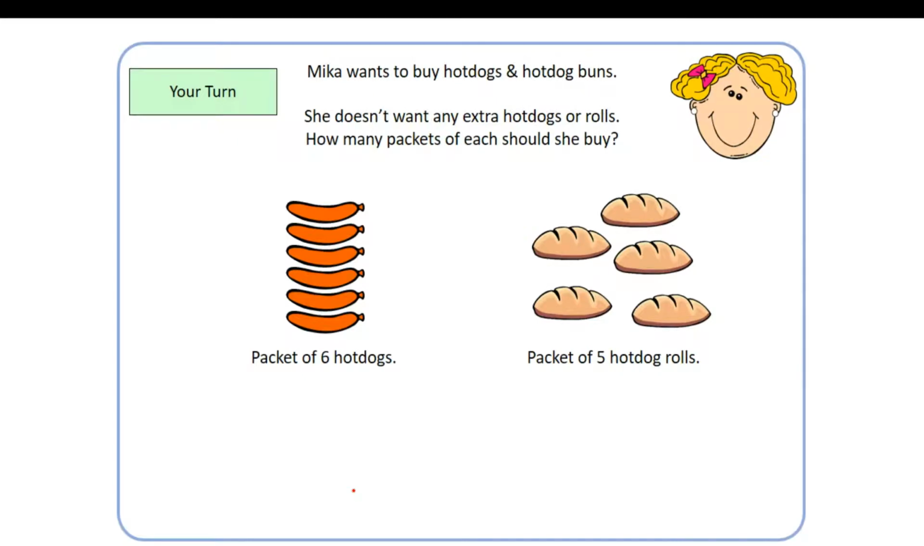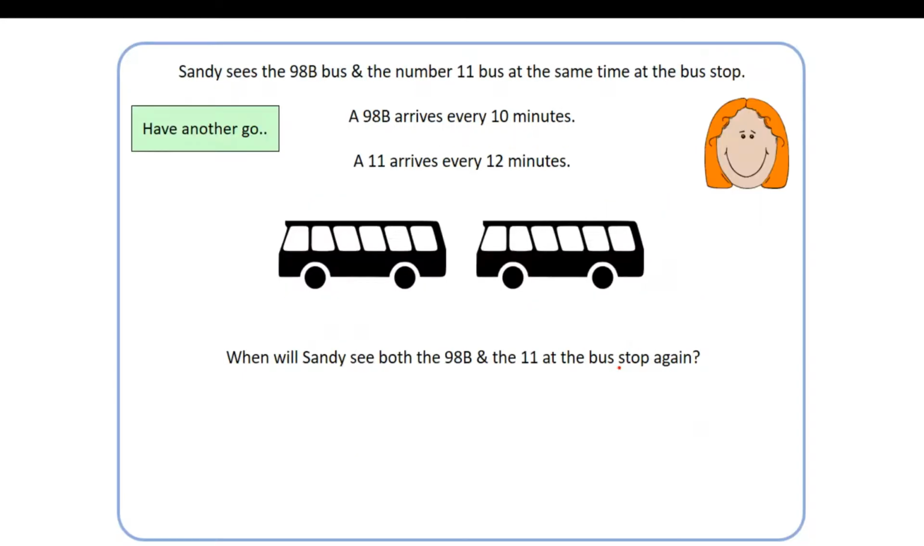Have a go at this question. Mika wants to buy hot dogs and hot dog buns. She doesn't want any hot dog rolls left over. So how many should she buy? You've got 6 and you've got 5. Have a go. Pause the video now. Again, another question for you to try. Please pause the video now and try it.